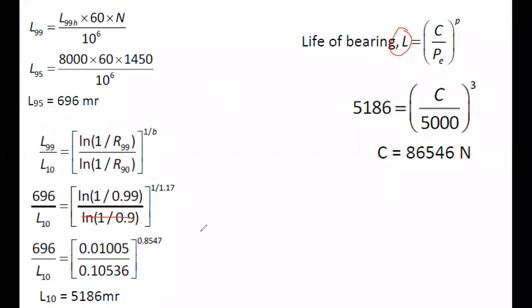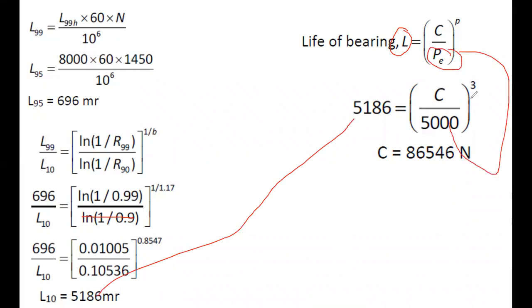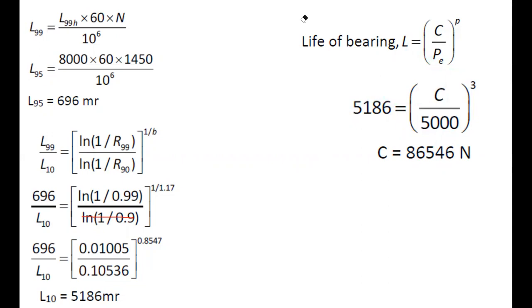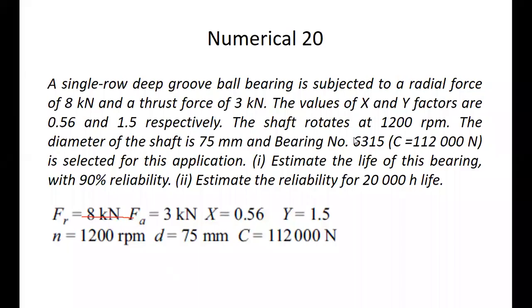L is C upon P, whole cubed. L we right now found out. P is our purely radial load, which is 5,000. The 3 when it goes here, it will become 1 by 3 and this 5,000 will multiply here. So you will get C as 86546 Newton. Dynamic load carrying capacity, dynamic load rating, that is C. Very quickly, last numerical, very quickly.